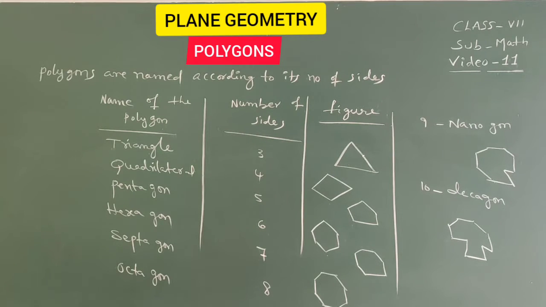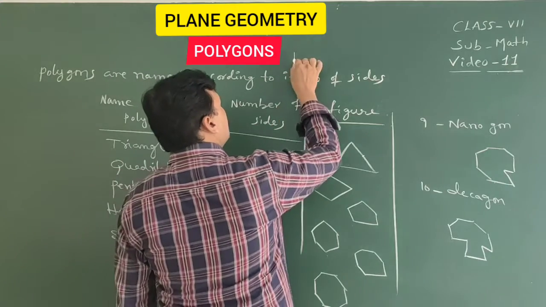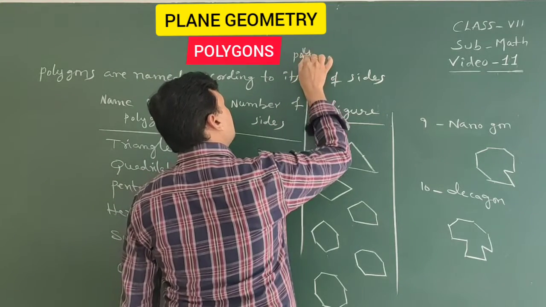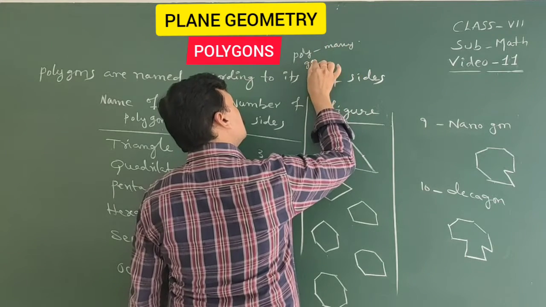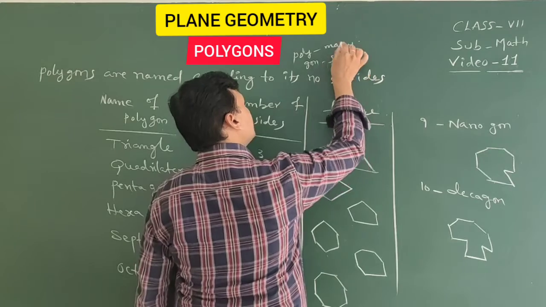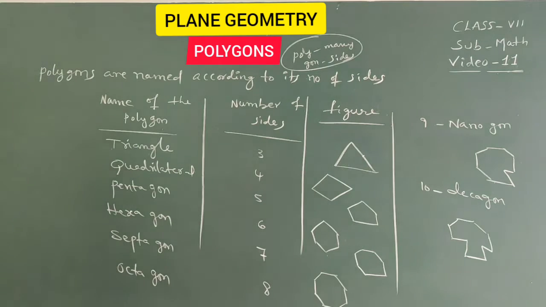If you observe the word polygon, poly means many and gon means sides. Many sides it has. Polyethylene, many ethylene units together form polyethylene. Polyester, many esters together form polyester. Okay, here poly means many.